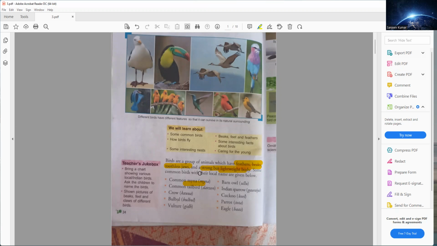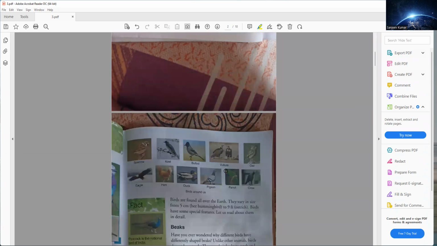You would have seen the common birds with their local names. Local name means the one which the people around the surroundings speak out, because they are vernacular names, as opposed to scientific names. So these are the local names. See the birds which you usually see around the surroundings.